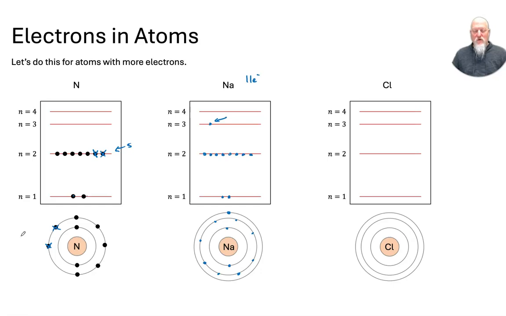Okay. What about chlorine? If we look at chlorine, chlorine has 17 electrons. That means 2 go in the n equals 1 level. 8 go here.